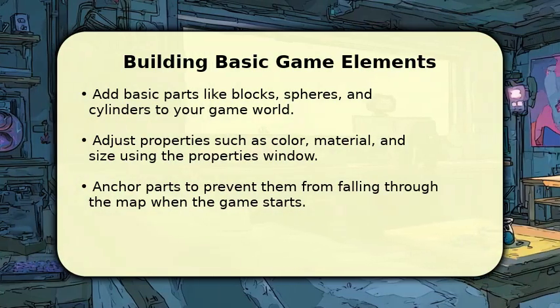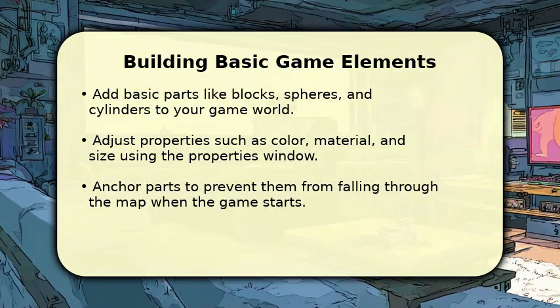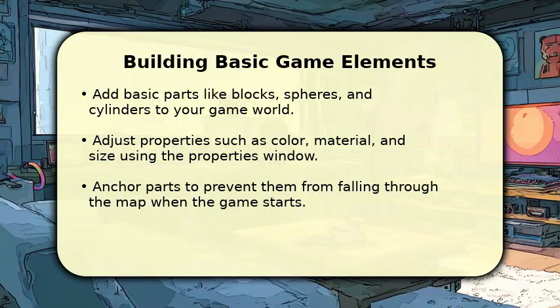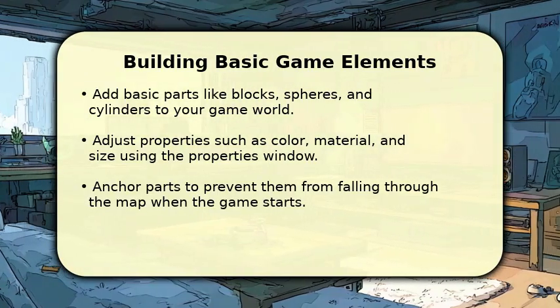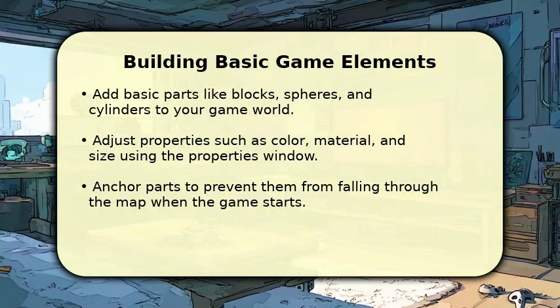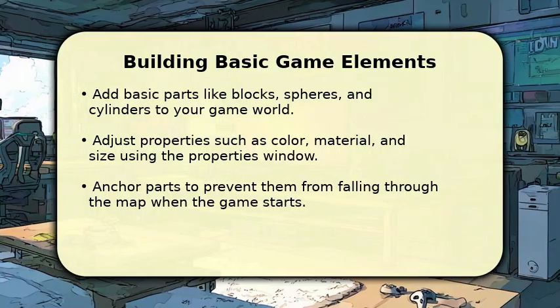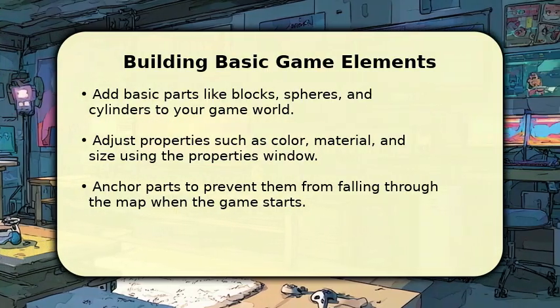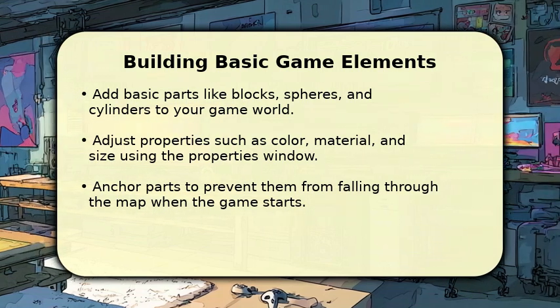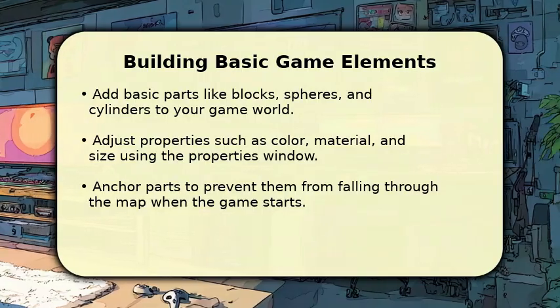Now, let's start building your world by adding basic parts. Tap the plus icon to open the object menu, then select a block, sphere, or wedge to add it to your scene. Once a part is selected, use the movement, scale, and rotation tools to position it exactly where you want it. In the Properties window, you can change its color, material, and even its transparency. Always remember to anchor your parts so they do not fall away, ensuring your creations stay firmly in place.